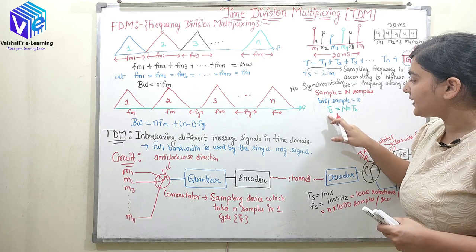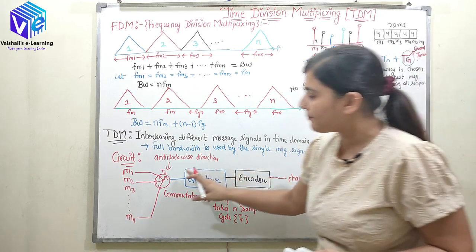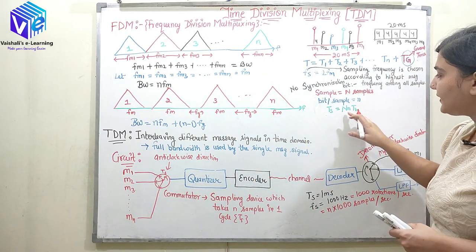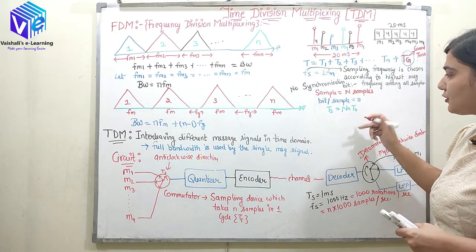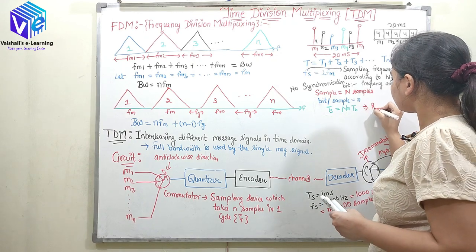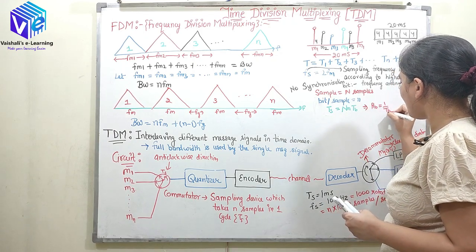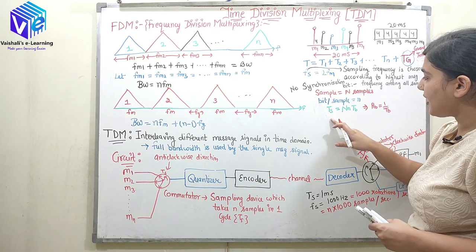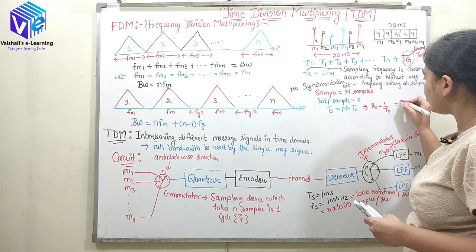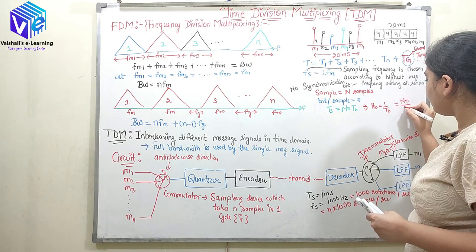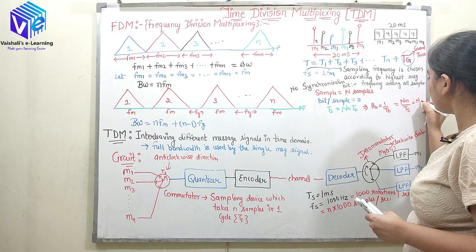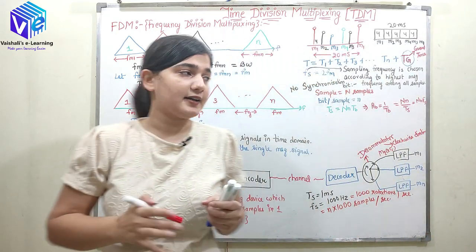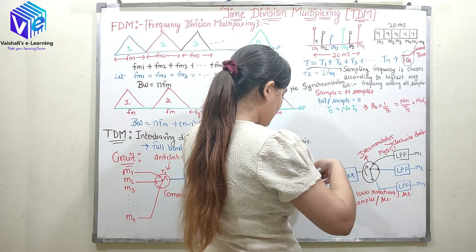So the sampling time will be equal to, what is the sampling time? It is equal to one cycle. So one cycle is equal to capital N into TB. Now I know bit rate is equal to 1 upon TB, and TB is equal to TS upon N n. So 1 upon TB will be equal to N n upon TS, which is equal to N n into FS. So now this is my bit rate. I hope you understood.